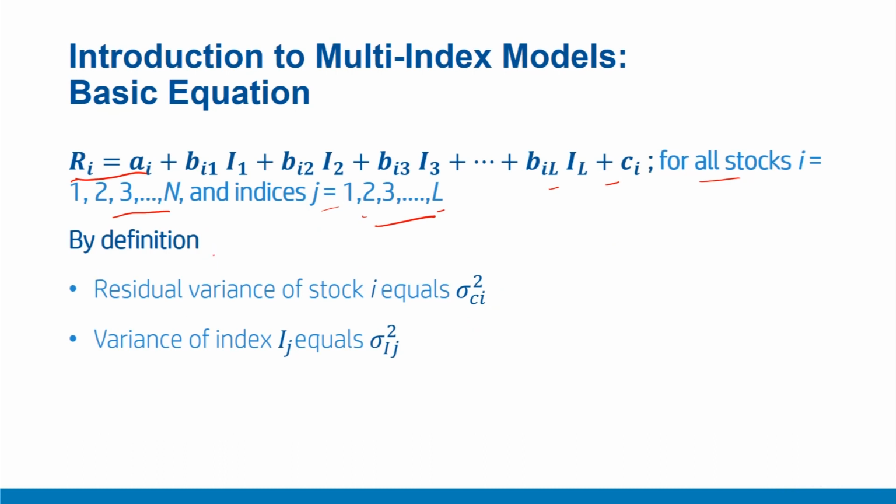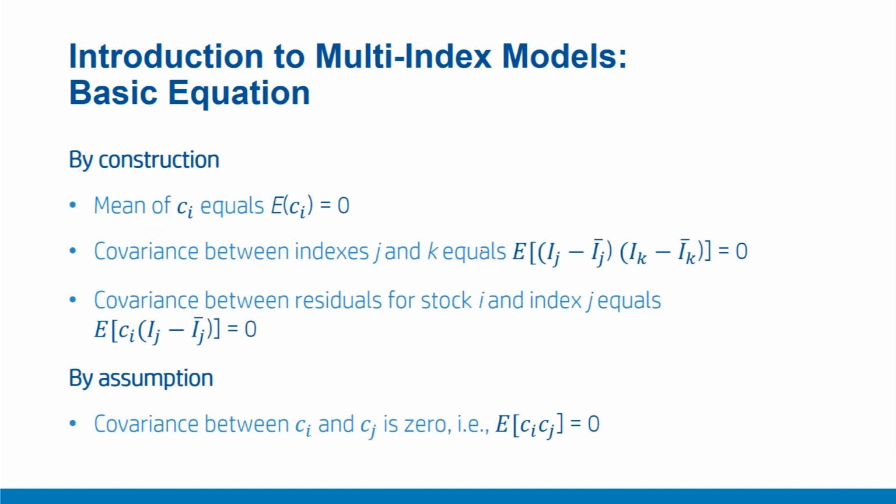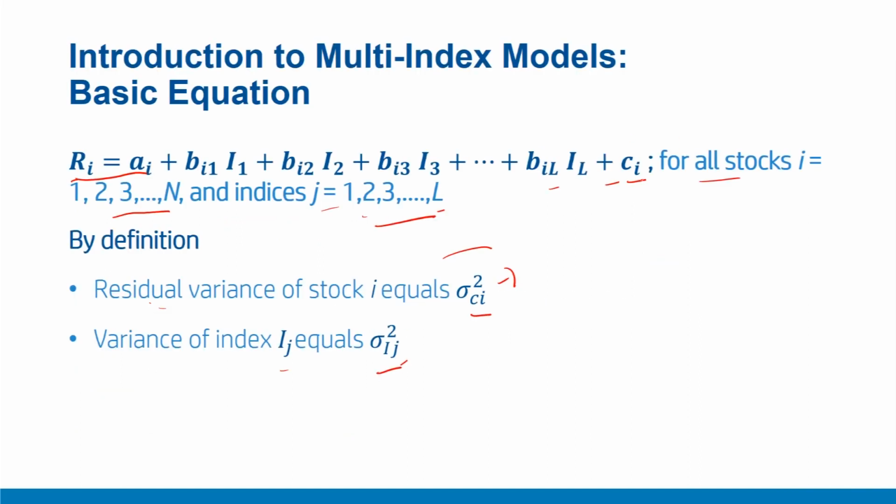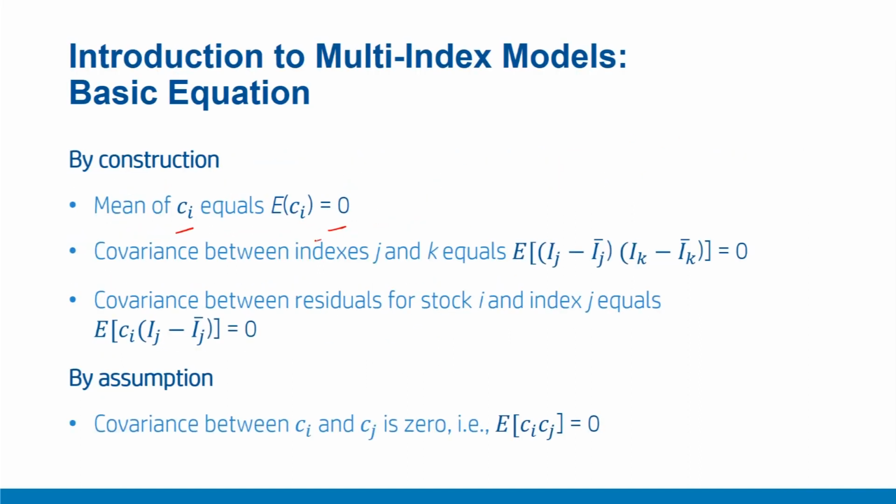By definition, the residual variance of the stock i equals sigma Ci square. So this is the stock specific component. The variance of index Ij is equal to sigma Ij square, which is the variance of the index. So this is by definition. Next, by construction, we say that the mean of Ci, the error term in the model, the residual, is 0 by construction. So a regression model, to a good extent in fact, ensures that this property is held.